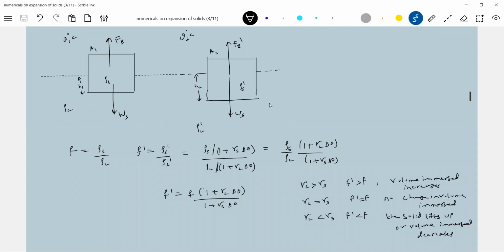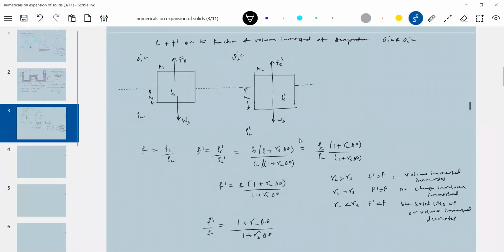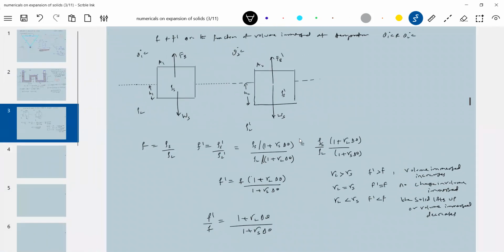So if they ask you what is f dash by f, can we write a relationship between them? I think there's a simplest formula, which if you can remember. In books, you have questions of this kind. You should know the basic definition. What do you mean by fraction of volume immersed here? What is delta theta? Change in temperature. If you know gamma of the liquid and gamma of the solid, we can use this particular method.